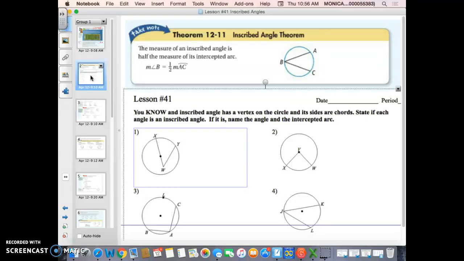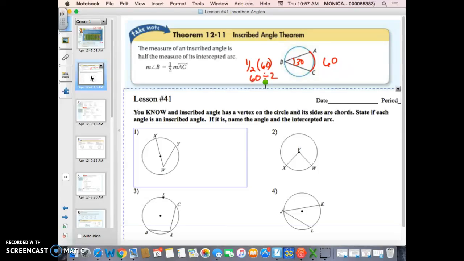So the special relationship is that the measure of angle B is equal to half of the arc length. For example, if this arc length was 60, then the measure of angle B would be 1/2 times 60. And please remember, multiplying by 1/2 is the same as taking 60 divided by 2. So this angle would be 30. That's the special relationship.